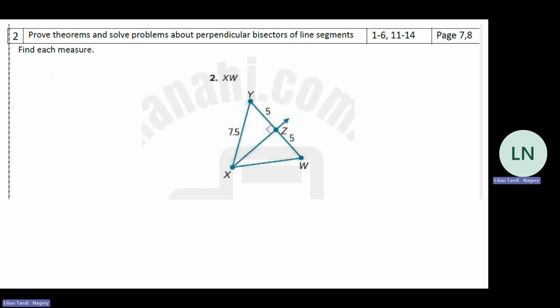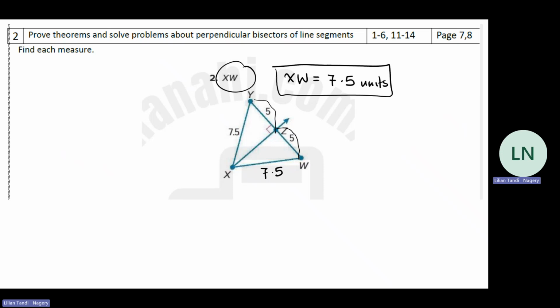Now, what did I look for? The 90 degree. And you see, this is equal to that. And if that is equal to that, then this hypotenuse will be equal to this hypotenuse. So this will be 7.5. So what does the question want? Yes, it wants this side that we don't have, XW. So we write here XW equals 7 and 5/10 units. And we box our answer.